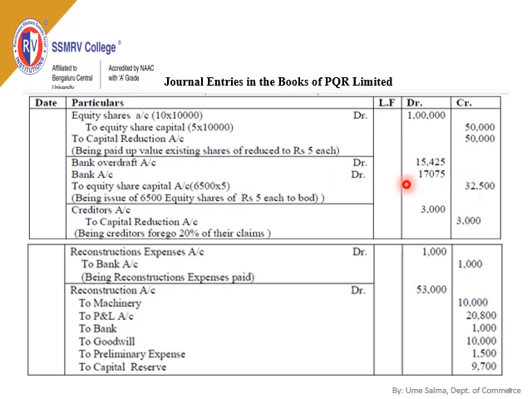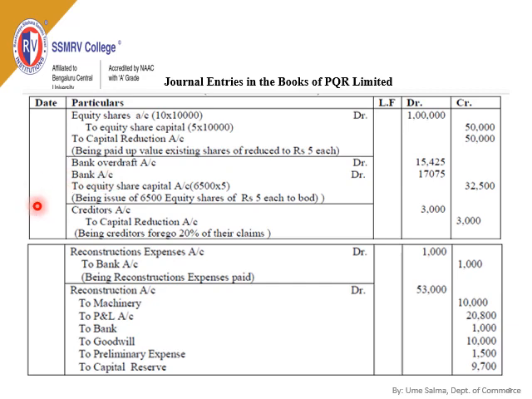Now the bank overdraft is debited 15,425, which we have extracted from the balance sheet, and it is cleared off now. So out of 32,500, after making the payment of 15,425, the remaining balance we are keeping in our bank. So that is being shown as a bank account. So the bank overdraft is cleared and then 17,075 is now with the bank.